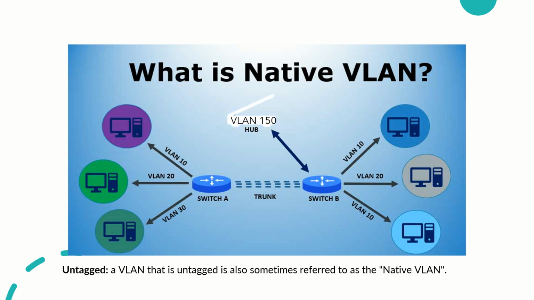Regarding native VLAN, if you have in your system only VLAN 10, 20, and 30 here, and any tag comes here, this is 150, and switch B searches for 150. Oh, I don't have 150 here, I only have 10 and 20. And what should I do? You should put it in native VLAN, because this is untagged VLAN, and this is native VLAN.